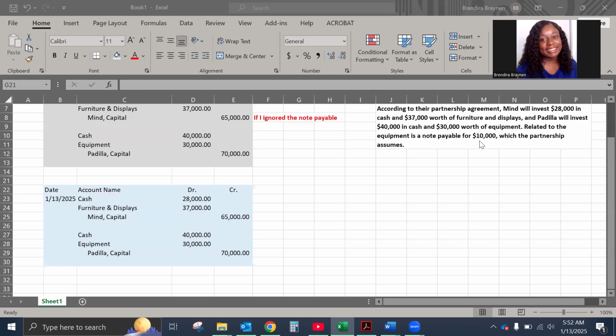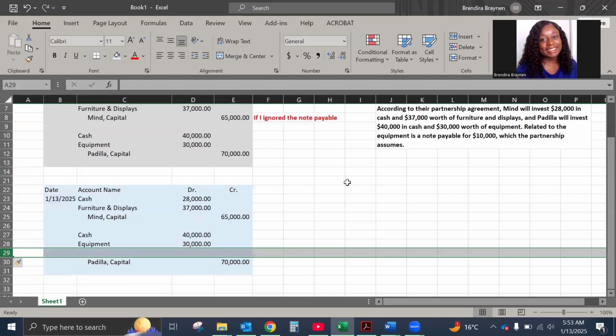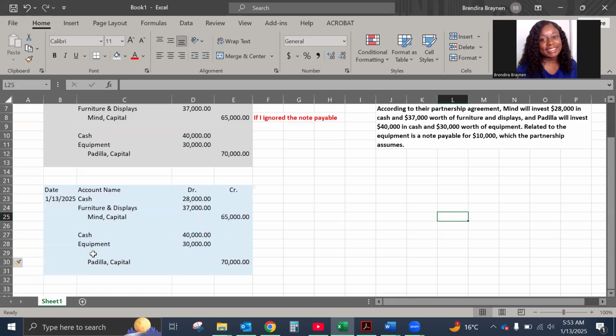Okay. And so that means the equipment was brought in by Padilla. So technically we have to add this note payable within the entry for Padilla. Now, note payable, we understand the word payable suggests that it is a liability account. And what we're doing is acknowledging that the partnership now has a new liability. So we have to add that liability to the books. And so we can put it simply as note payable. And we know once we're adding a liability, we should be crediting that liability account. So I'm going to indent that, and I'm going to put 10,000 under the liability section.